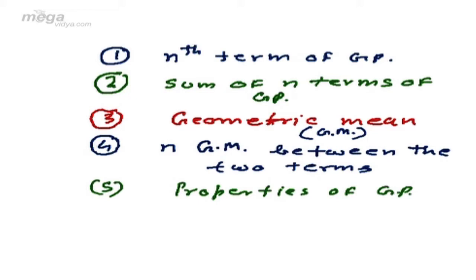That is, first, the nth term of GP. Second, the sum of n terms of GP. Third, geometric mean. Fourth, n geometric means between two terms. And fifth, properties of GP. Now we will start with the first topic, the nth term of GP.